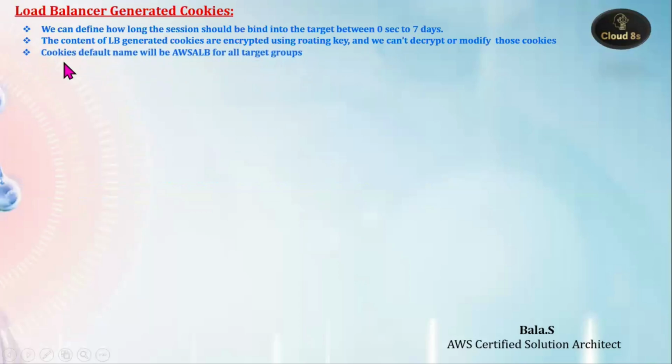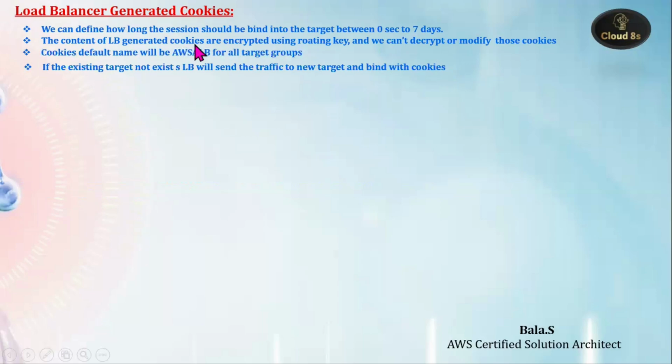Another point, the cookie's default name will be AWSALB. This will be configured by default, and we can't change anything on that. One more point: if a user is already bound to a particular target, and that target no longer exists in the target group for some reason, and the user tries to connect again, the load balancer will send the traffic to another target inside the target group and bind the session to the new target.